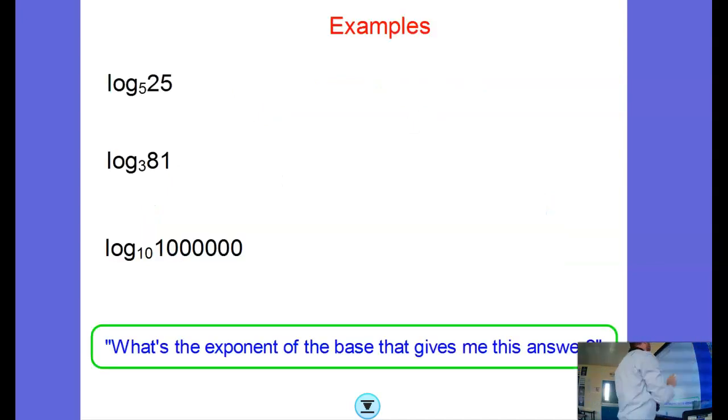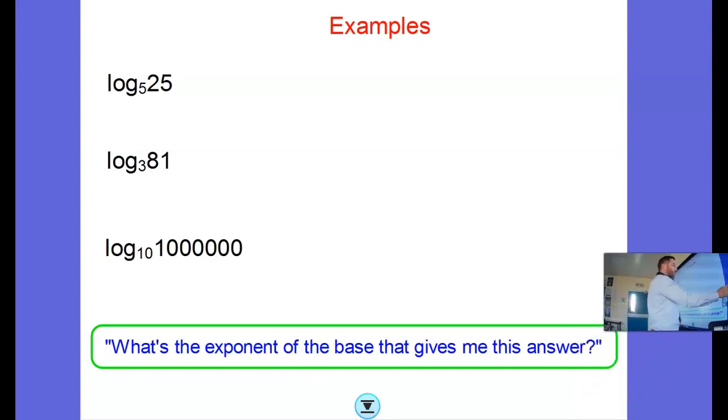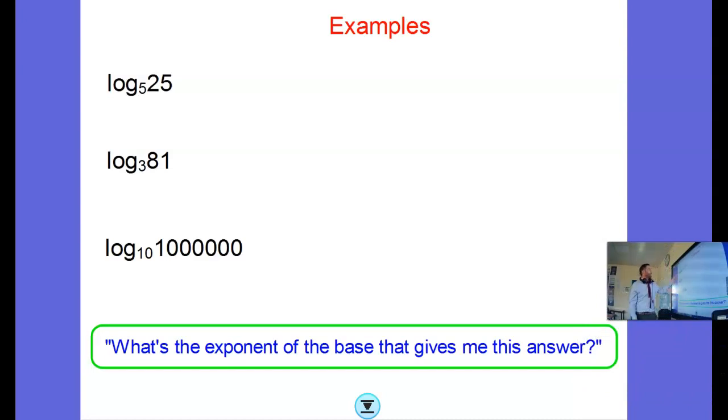Let's look at some sort of questions that we might get. Let's try and understand what we're saying here. So log base 5 of 25. What's that asking? That's saying, what's the exponent of the base that gives me this answer? Well, the exponent of 5 that gives me 25, it's kind of saying what's x in this. What power of 5 gives me 25? And so in this case, I know that 5 squared gives me 25.